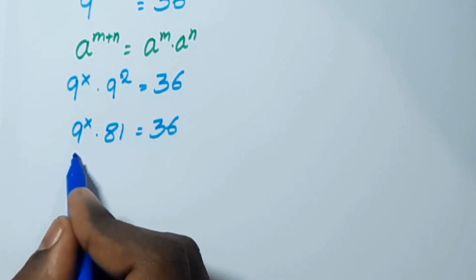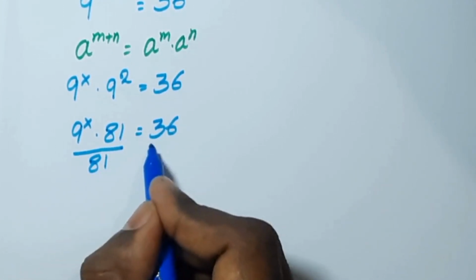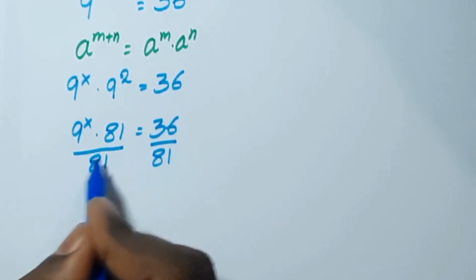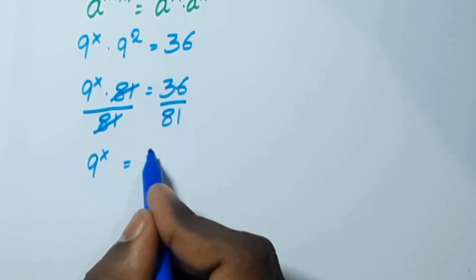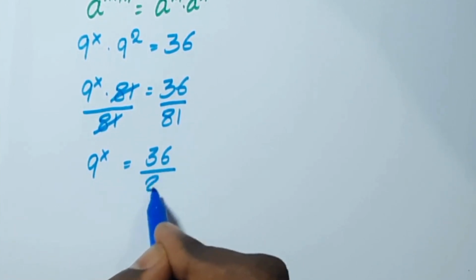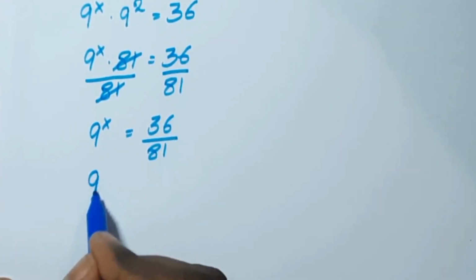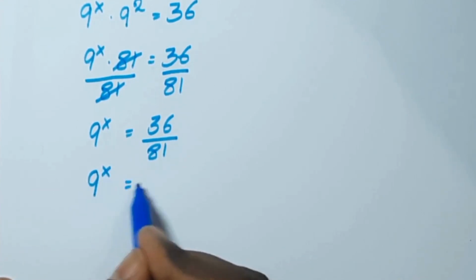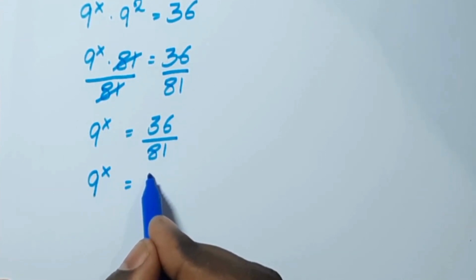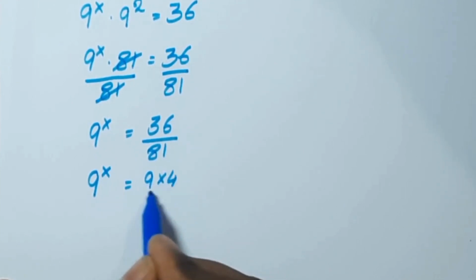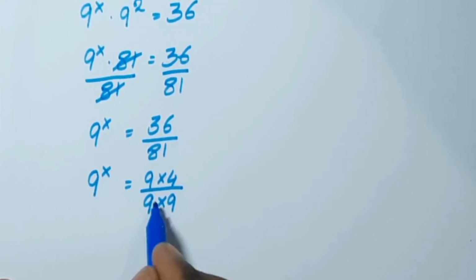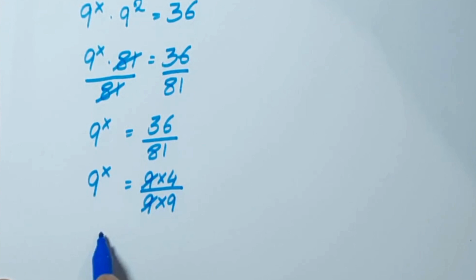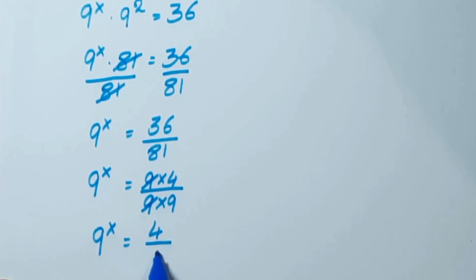Divide on both sides by 81. Now 81 here, and on the right-hand side 81. This 81 cancels this 81. So 9^x = 36 by 81. 36 can be written as 9 times 4, and 81 as 9 times 9. So this 9 and this 9 cancel each other. So we have 9^x = 4 by 9.